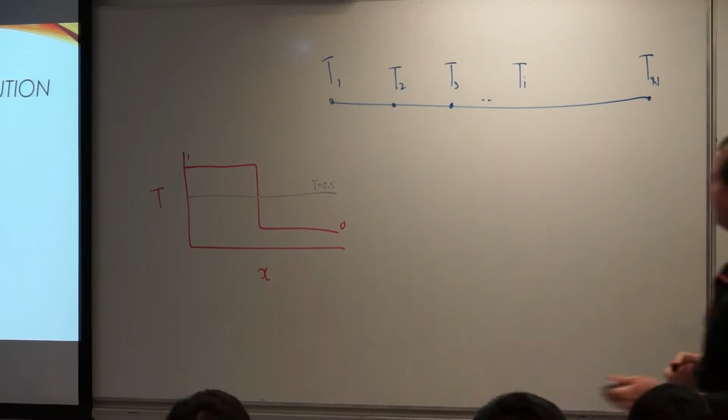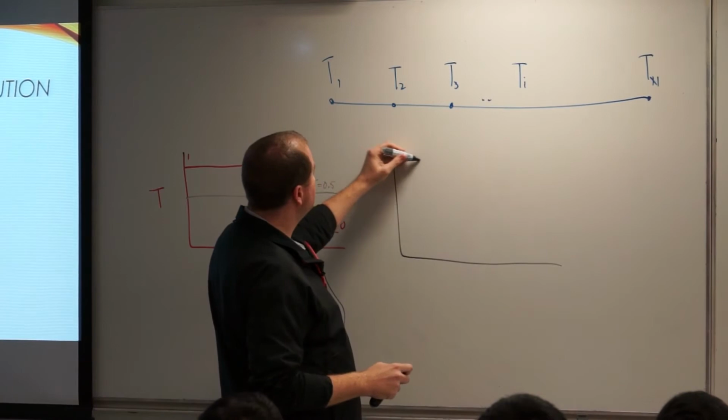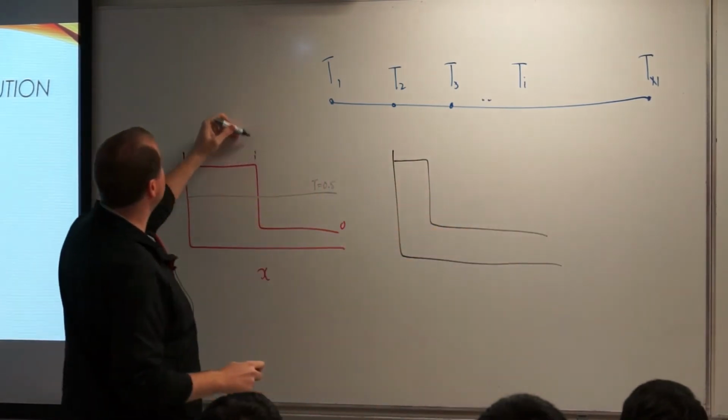All right. So we have t equals 0.5. If we set the initial temperature to be like this, so here this was x equals 0.5.